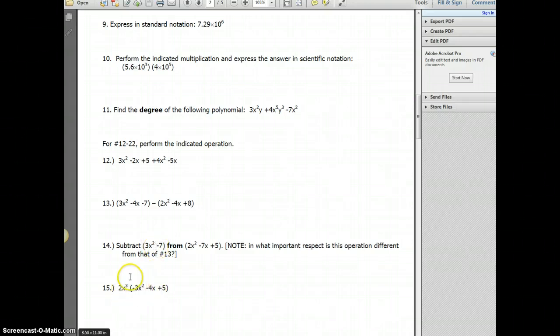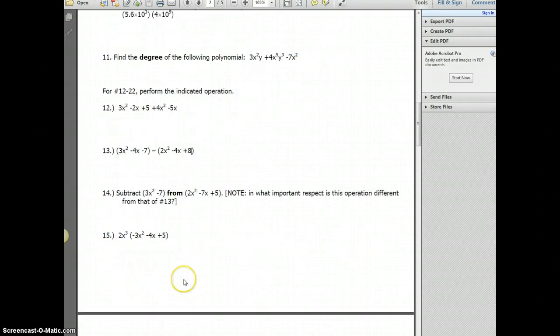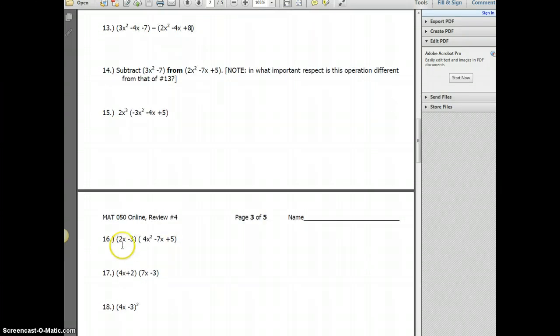Here we are multiplying by a monomial. You have to distribute. Here we also have to distribute. So the 2x has to be multiplied times each of the 3 terms in the second polynomial. Then the minus 3 has to multiply times each term in the second polynomial.